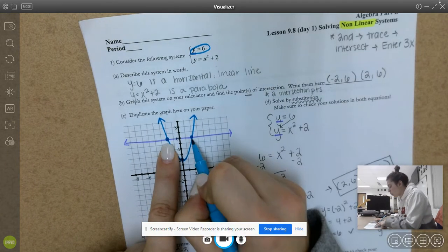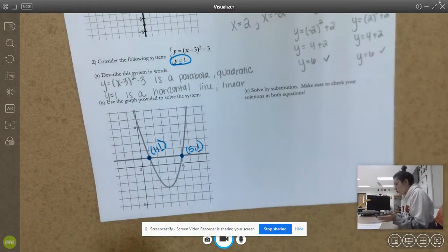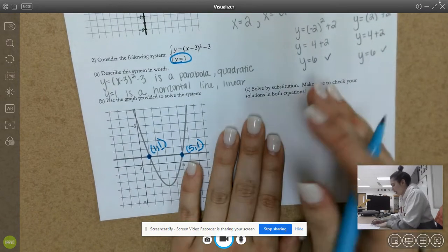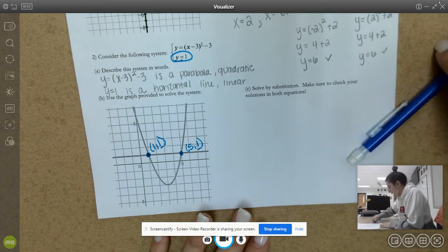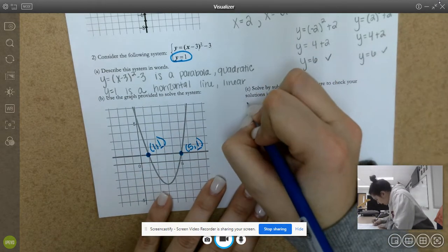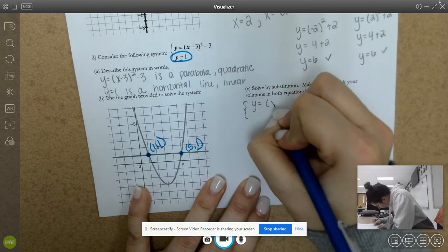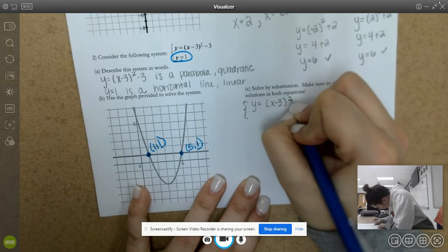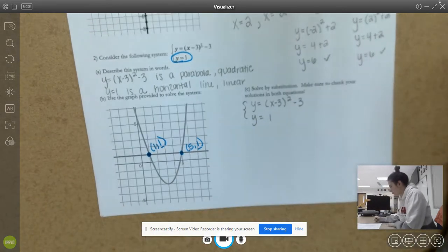And if you notice, both y values in our solutions were 6. Now, one thing that we can do to check our work is solve by substitution. So let's go ahead and rewrite out this system: y equals (x minus 3) squared minus 3, and y equals 1.